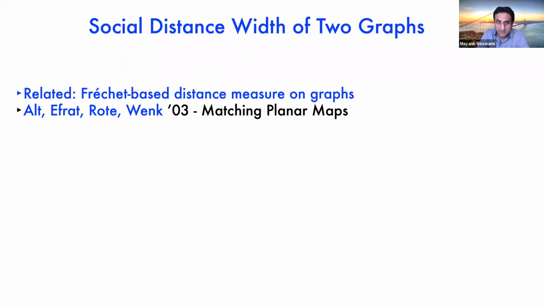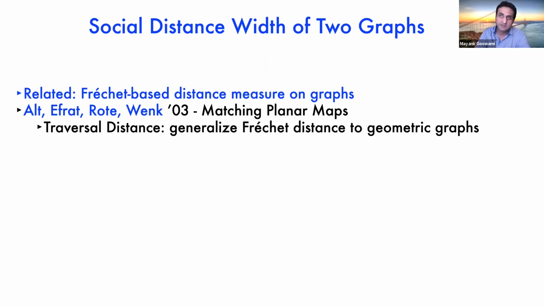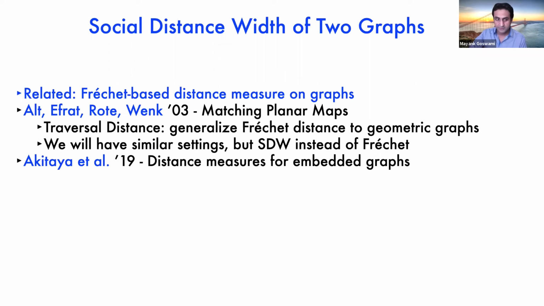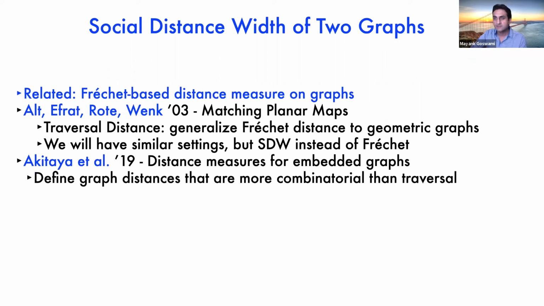The first paper is on matching planar maps, and they define this traversal distance. It's a distance between graphs, which generalizes the Frechet distance to geometric graphs. Our setting will be similar to here, except for Frechet, we'll have this social distancing width, the flipped version. There's also another paper that I'd like to mention by Akitaya et al. And it's called Distance Measures for Embedded Graphs. And they define graph distances that are more combinatorial than the above traversal distance.